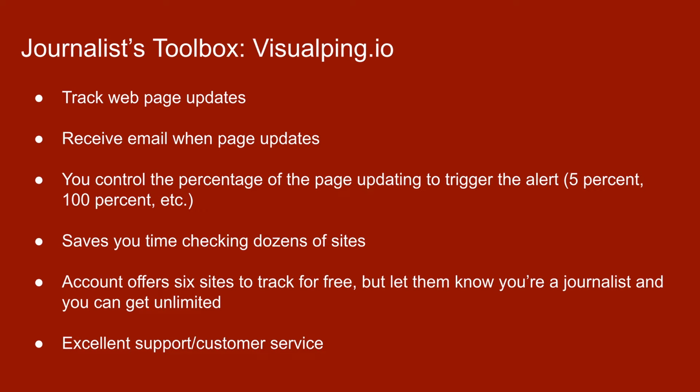The account, your beginner account, if you sign up for it, it offers up to 6 websites to track for free. But just let them know that you're a journalist when you're signing up. It has a little area to fill out some demographic information about you. Let them know that you're a journalist. After about a month of using it, they contacted me, which is great customer service, and told me that I could have unlimited sites to track for free because I'm a journalist, which is really nice.